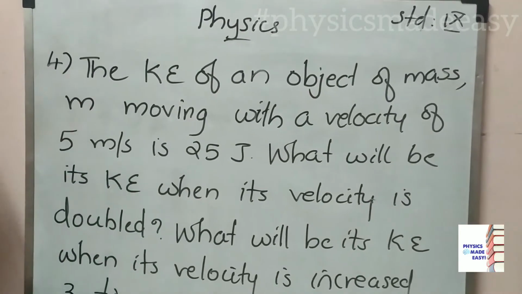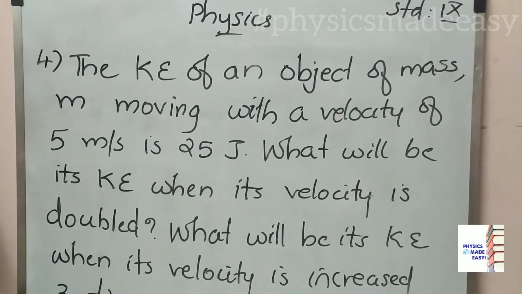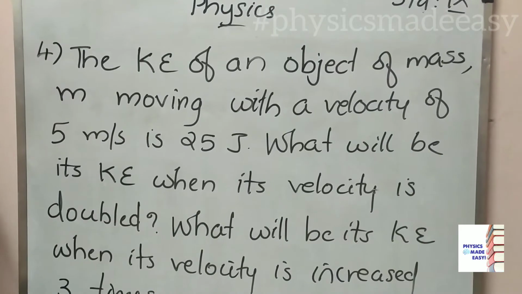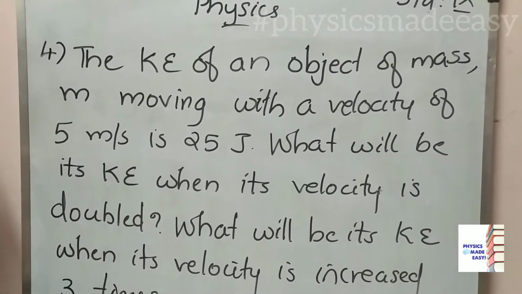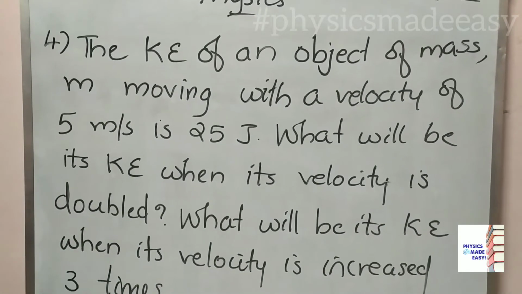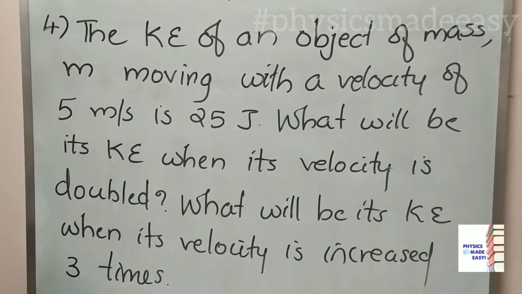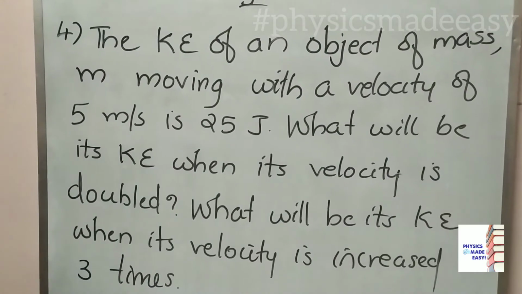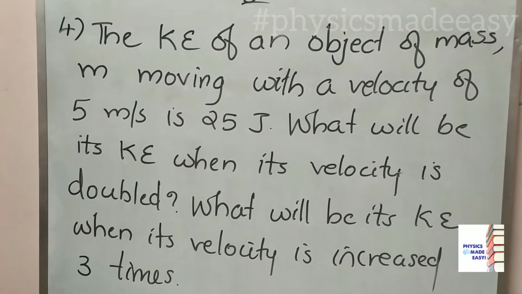The kinetic energy of an object of mass m moving with a velocity of 5 meter per second is 25 joule. What will be its kinetic energy when its velocity is doubled? What will be its kinetic energy when its velocity is increased 3 times? Children, for doing this problem, there are 2 ways.